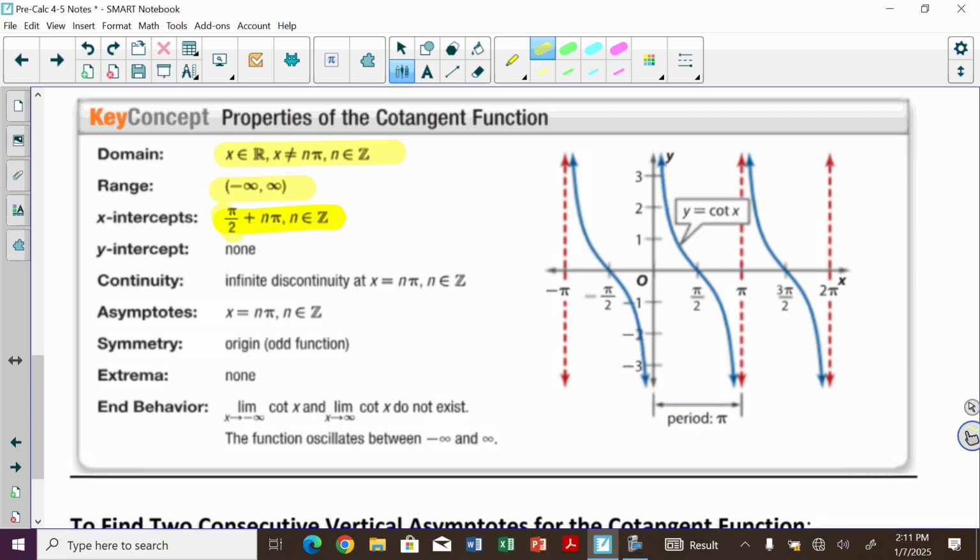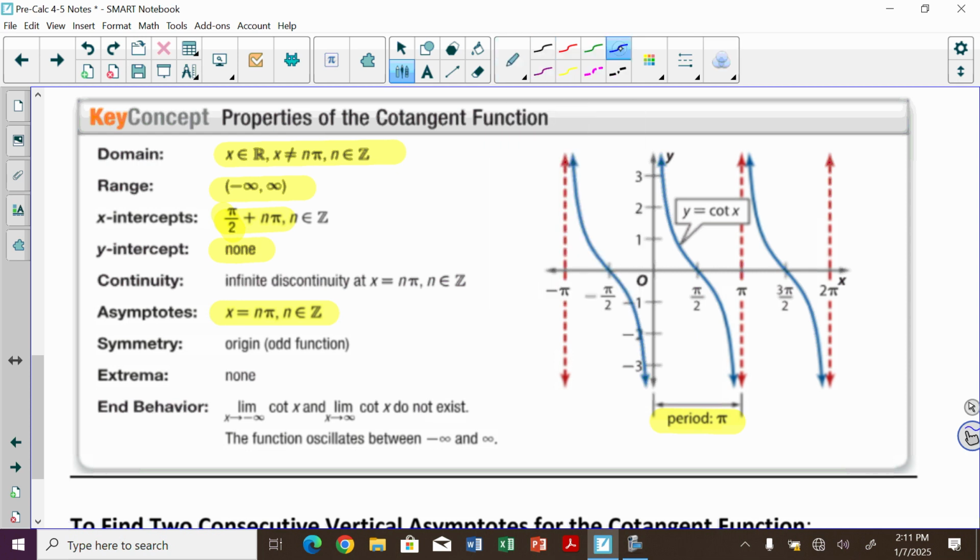Our intercepts are similar. There is no y-intercept here because it's not going to cross the y-axis. The y-axis is probably going to be an asymptote on the parent function. Okay. Notice that there is infinite discontinuity. The asymptotes will be here as well, and our period again is pi for the parent function.